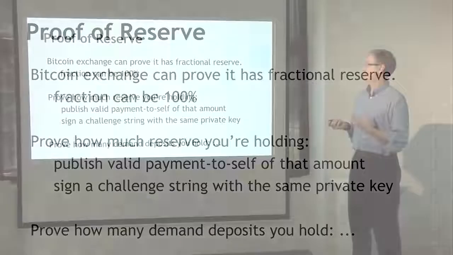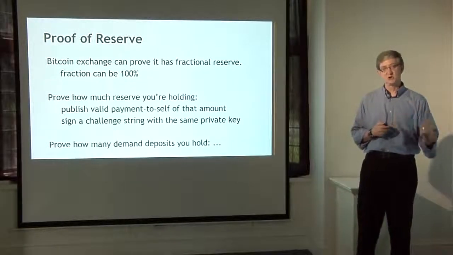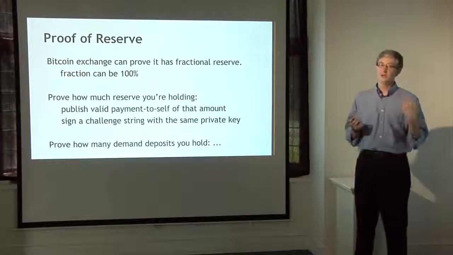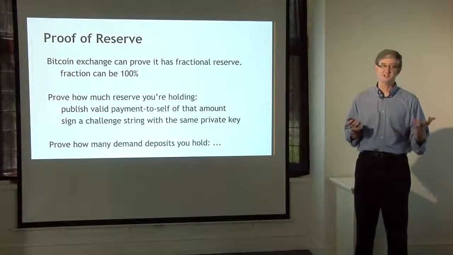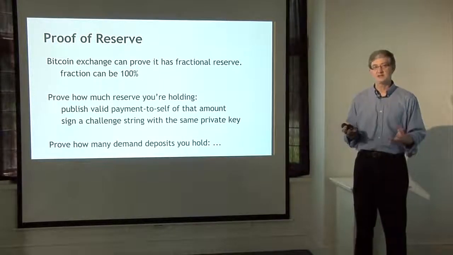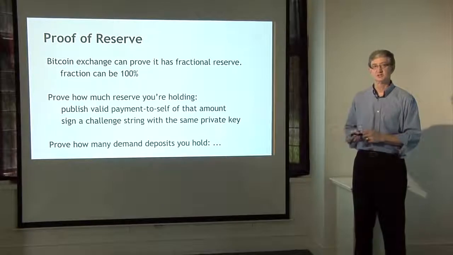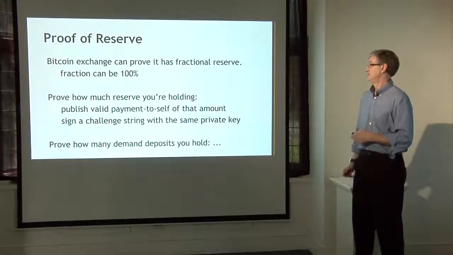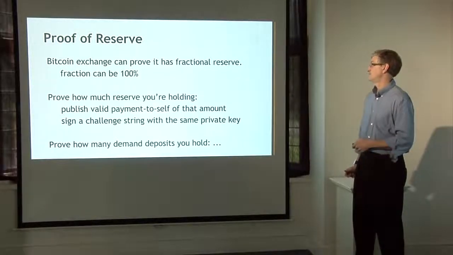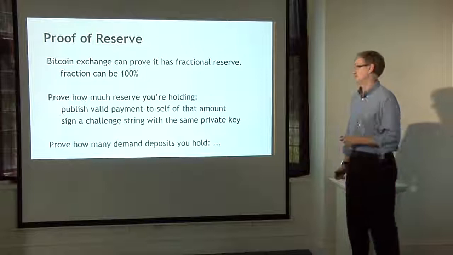The goal here is that a Bitcoin exchange or some other business that's holding Bitcoins can prove that it has a fractional reserve. It can prove that we have at least, let's say, 25%, or maybe that we have 100% of the deposits that people have made with us available and under our control if need be. And so the way that proof of reserve works is you break the problem into two pieces. First, you prove how much reserve you're holding. That's the relatively easy part.